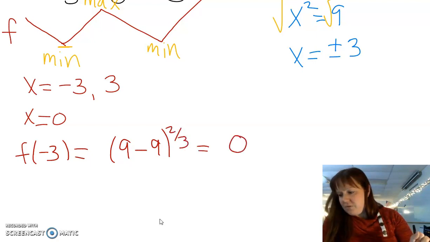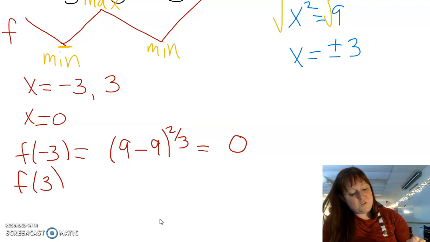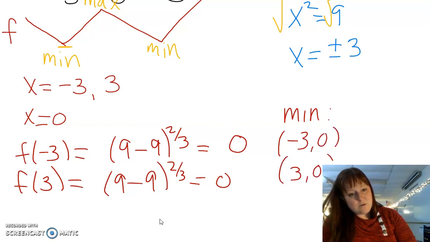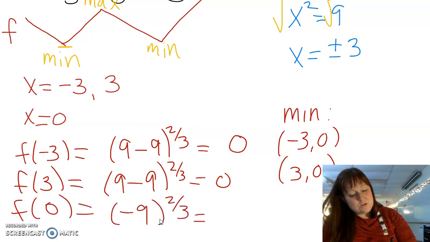And then f of 3, I'm hurrying because I only have like 30 seconds left. 9 minus 9 to the 2/3, which is also 0. So we have a min at negative 3, 0 and positive 3, 0. And we have a max at when x equals 0, we have negative 9 to the 2/3. So our max is 0, negative 9 to the 2/3.